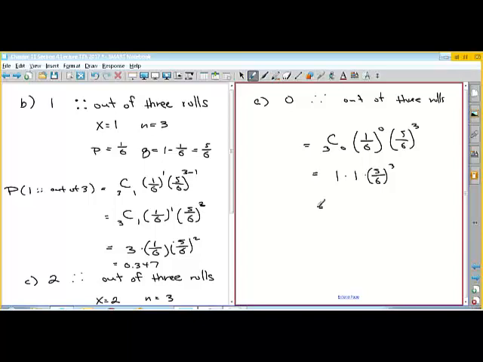So 5 divided by 6, raised to the 3rd power, is 0.5787. So that's the probability of not getting any 4s out of 3.